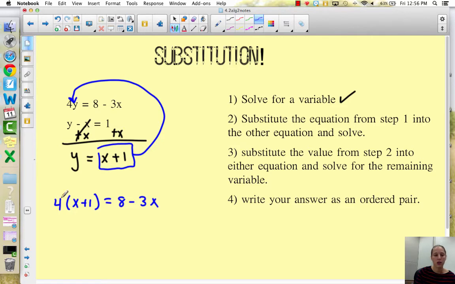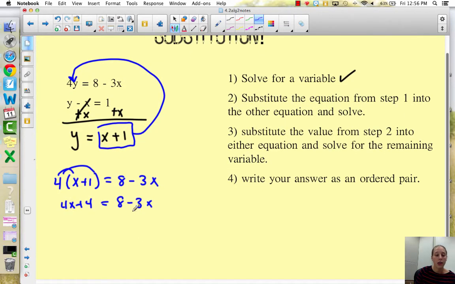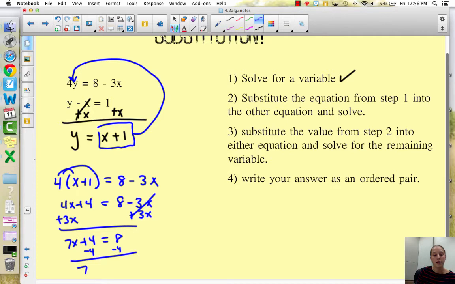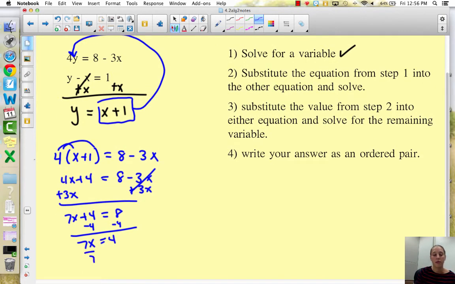So now we can go ahead and solve this. I distribute the 4. We get 4x plus 4 equals 8 minus 3x. And now I'm just going to start solving for x. I could add 3x over. Okay, these cancel. I get 7x plus 4 equals 8. And then I'm going to subtract 4. So we get 7x equals 4. And then lastly, I'm going to divide by 7. So when I do that, I get that x is equal to 4/7. Okay, so there's the first part.